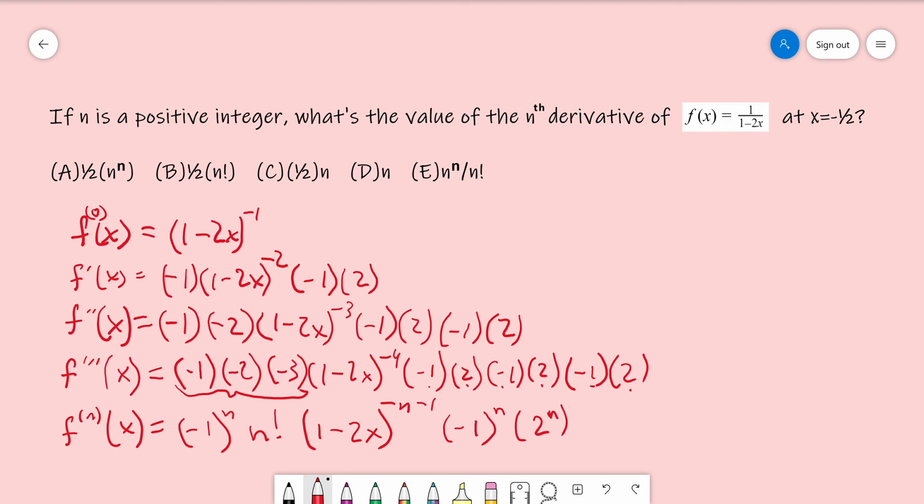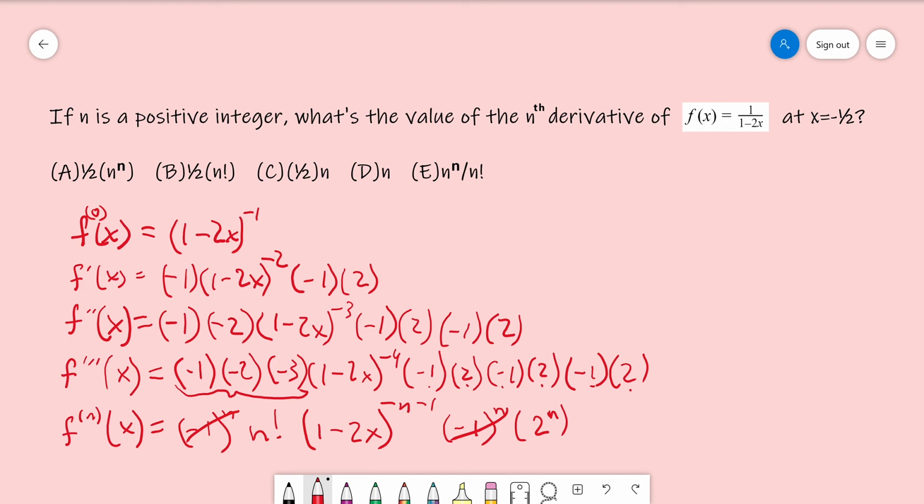So I think we can simplify this. The negative 1 to the n times the negative 1 to the n is going to be negative 1 to the 2n, which is just 1. And so this is going to be our expression now: n factorial, 1 minus 2x to the negative n minus 1, times 2 to the n.